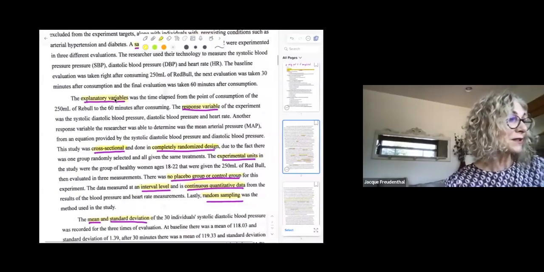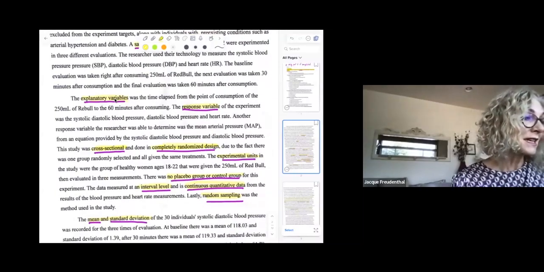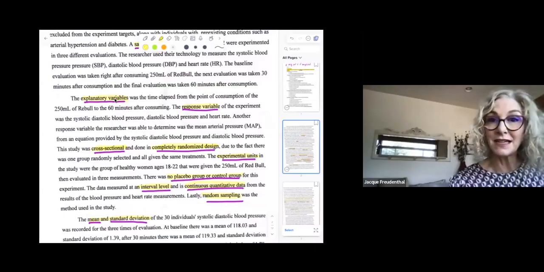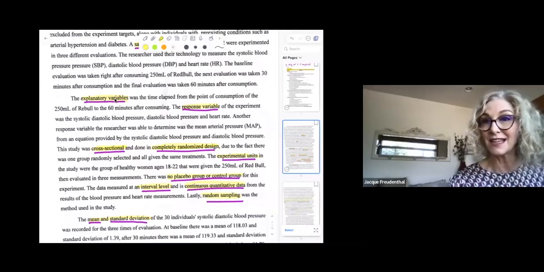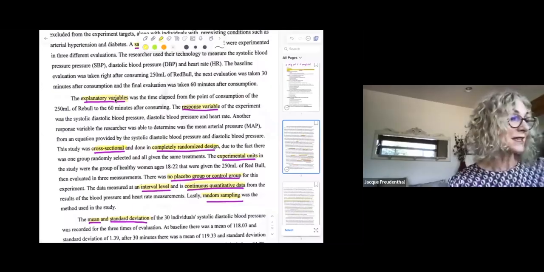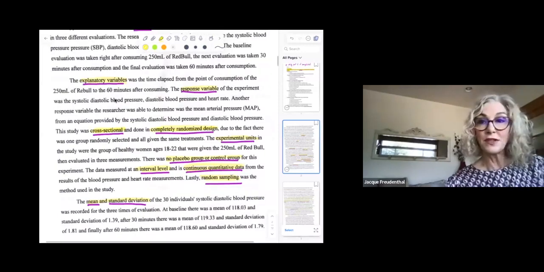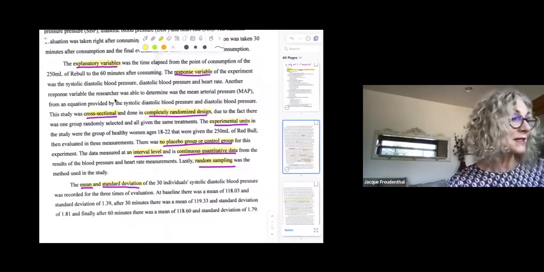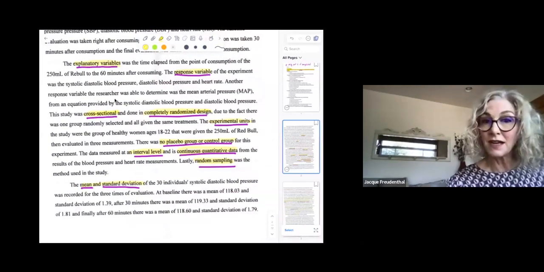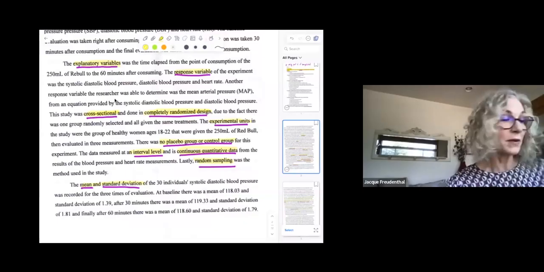This study was cross-sectional and done in a completely randomized design. So when you write about what kind of study it is, you need to explain why it is that study, not just say that it is, but why it is that study. She's identified experimental units. She's indicated there was not a placebo group or control group.